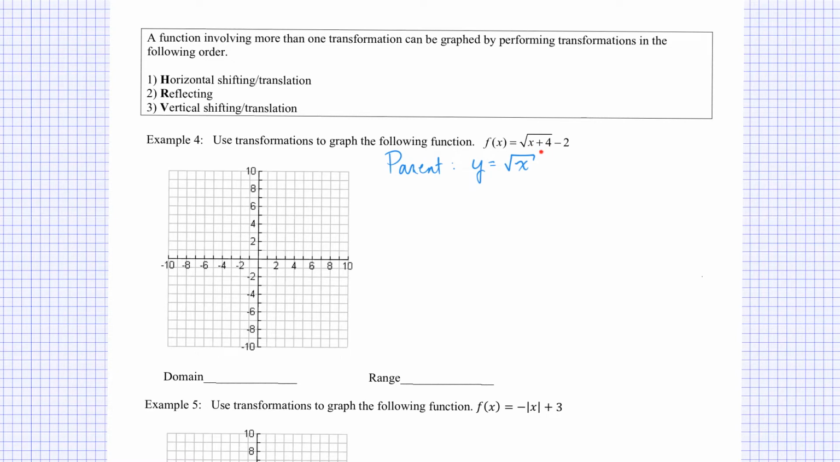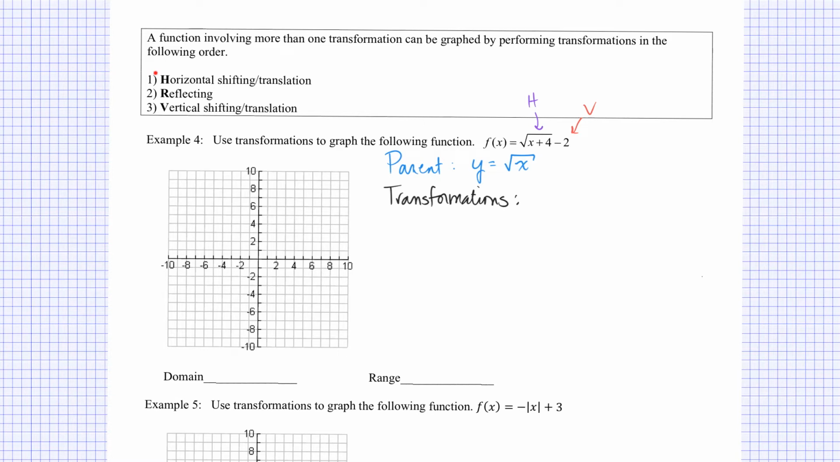The next thing that I'm going to ask myself are what transformations are going to be taking place. Well, I see that I am adding 4 to x within the square root, so I know that that is a horizontal translation, right? So this represents a horizontal translation. And then the minus 2 after my function represents a vertical translation, right? And I need to do those in the correct order. So the first thing that I'm going to do, go ahead and make note here. These are the transformations that are going to take place.